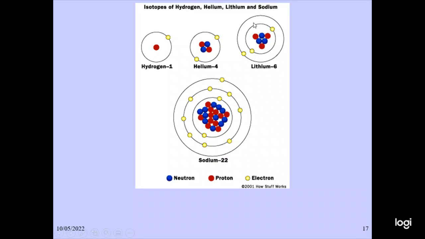So this is the isotope of hydrogen. So the hydrogen 1, helium is 4, lithium is 6, sodium is 22. In this case, the red is the number of the proton, blue is the number of neutron. So isotopes of hydrogen, helium, lithium, and sodium.